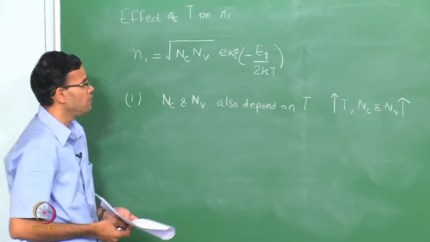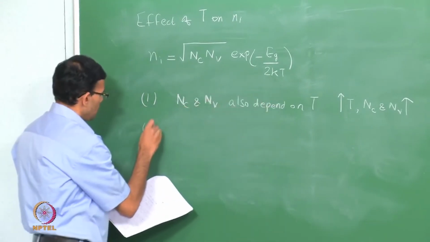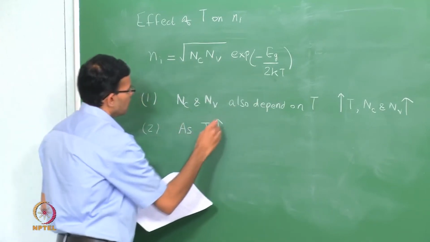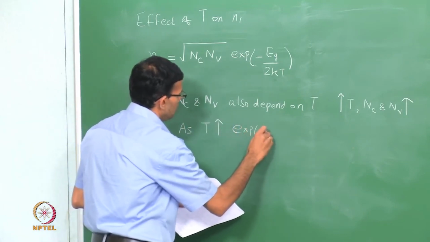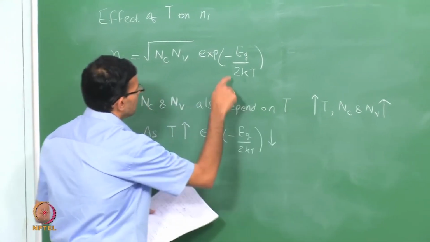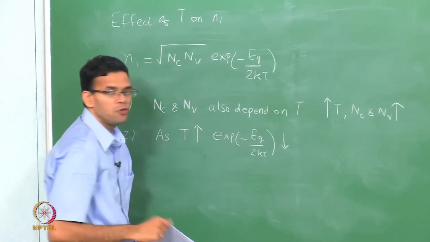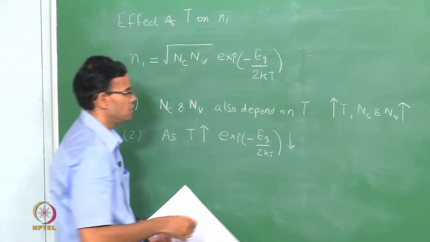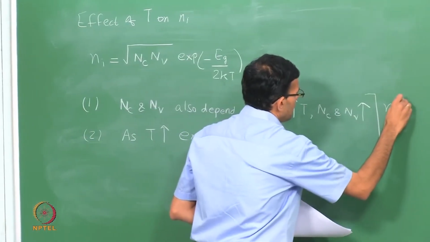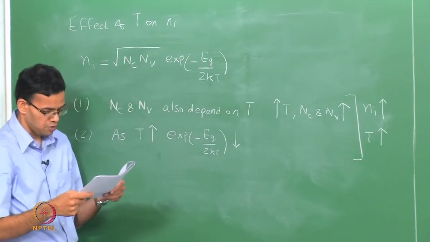But the dominant term where temperature plays a role is in the exponential term. So, as temperature increases, exponential minus Eg over 2 kT will drop, because temperature is in the denominator. So, both these effects tend to increase the intrinsic carrier concentration. If you put these together, Ni will increase as temperature increases, but the dominant term is the exponential term.